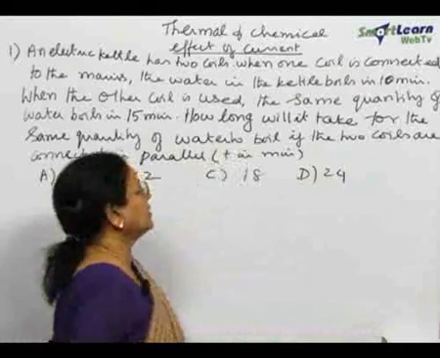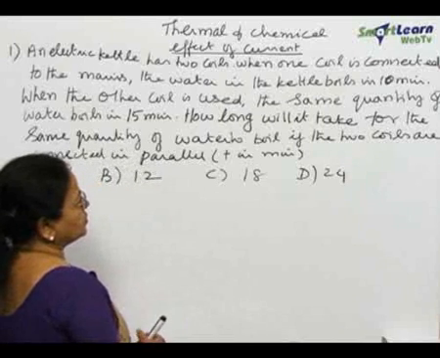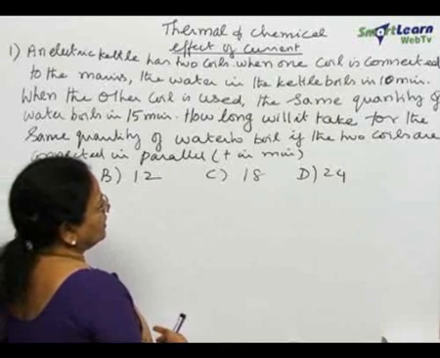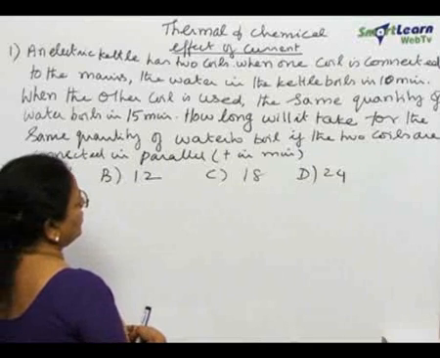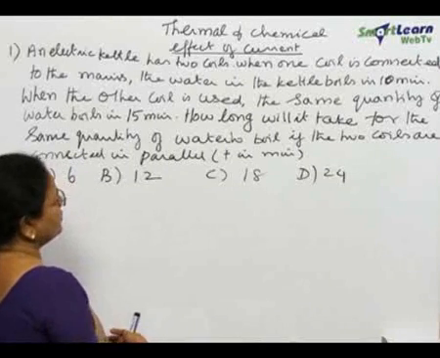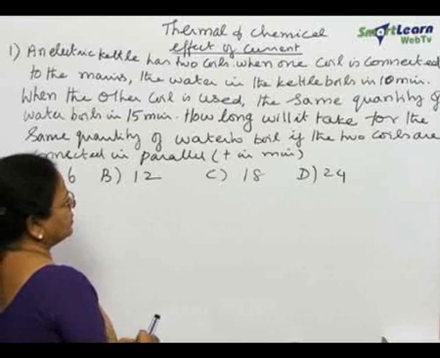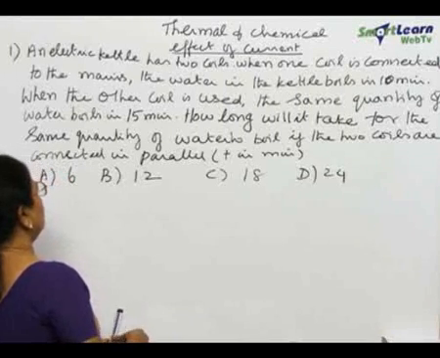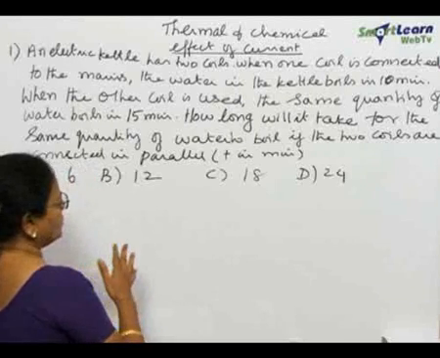The first question, there are two coils in the heater. When one coil is used, water in the electric kettle boils in 10 minutes. When the other coil is used, the same quantity of water boils in 15 minutes. How long will it take for water to boil when the two coils are used in parallel? That is the question, and we have been given the options A, B, C, D.